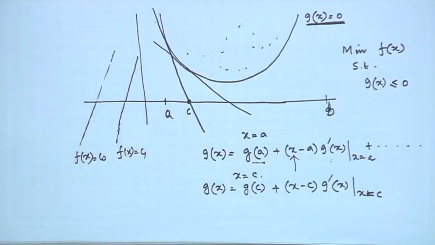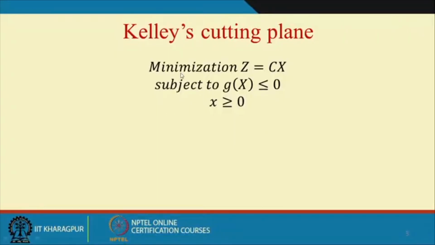But where to stop and everything, I will discuss in the next part, where we will deal with the optimization problem with several variables together, and we will apply the Taylor series for 2 variables, 3 variables, etc. Let me consider the minimization of z is equal to c x subject to g x less than or equal to 0. Now, there is a restriction for this method, which is called the Cayley cutting plane method. The restriction is that the objective function must be linear in nature.